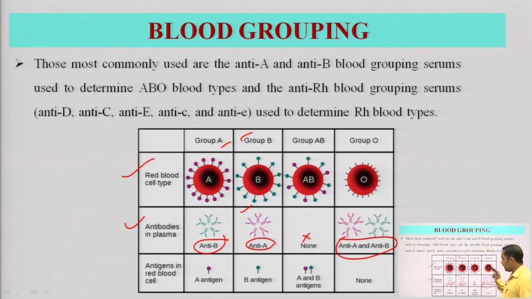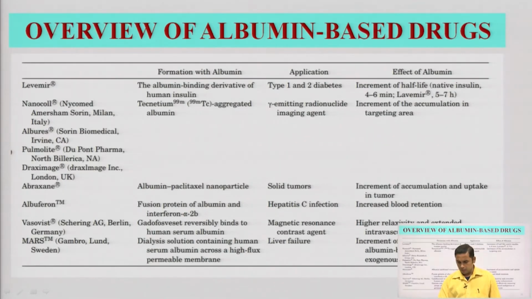So, based on that, because of the presence of this kind of antibody or antigen, as you can see opposite, based on this category we have different kinds of blood groups. So, that is why this concept is highly useful in our understanding.